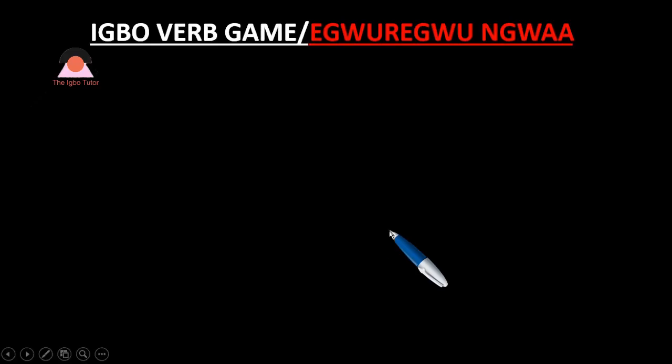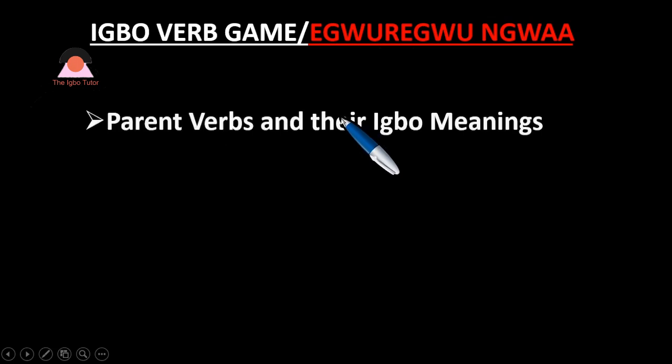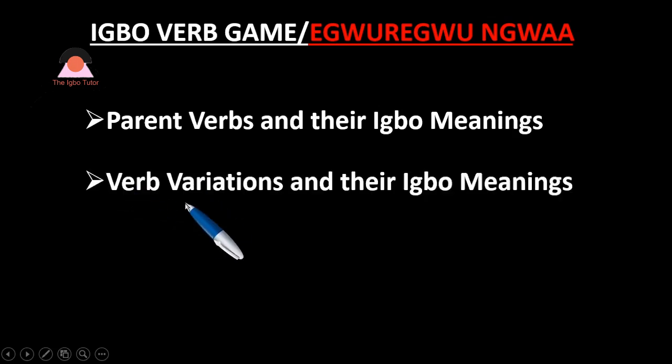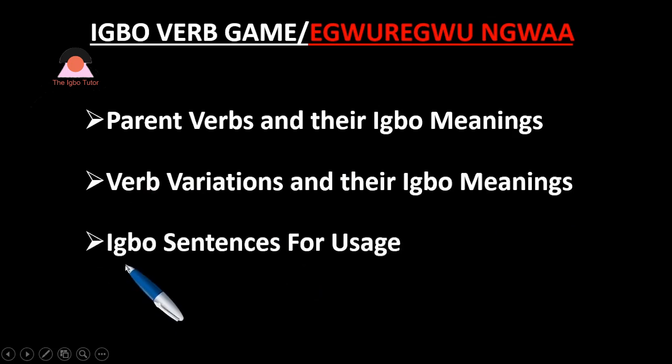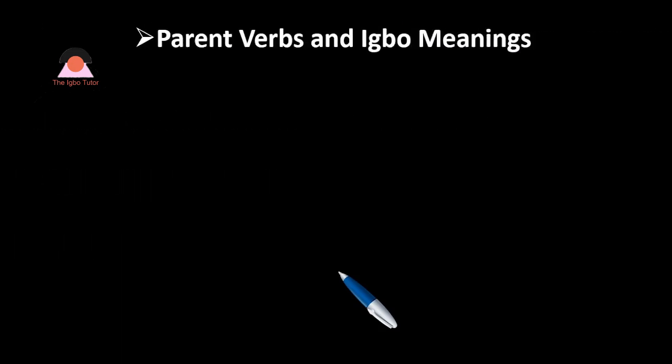You are welcome to part 3 of this special verb game series. Remember that verb game is egwuregwu ngwa. As you know before, we cover 3 things in this series. Today we are looking at parent verbs and their Igbo meanings. We also cover verb variations and their Igbo meanings. And finally, we look at Igbo sentences for usage to demonstrate how those verbs are used as they change from one form to another. Let's go now.